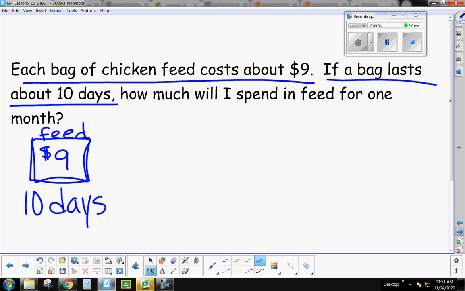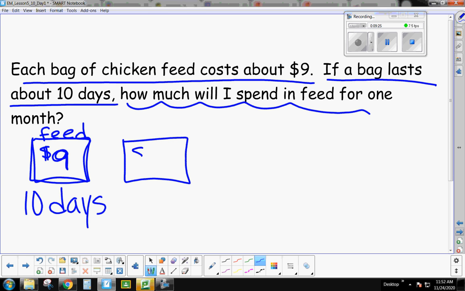How much will I spend in feed for 1 month? What information do I still need to know? Because I'm trying to figure out how much I'm going to be spending. So I know it's $9 for 1 bag. Well, that bag only lasts 10 days. So after 10 days, I'm going to have to buy another bag, right? Well, that's 10 days.